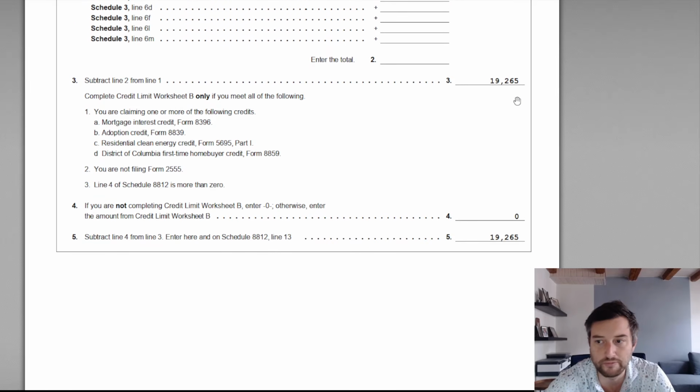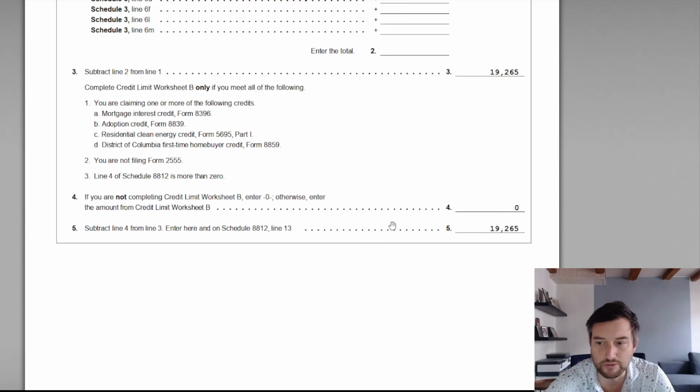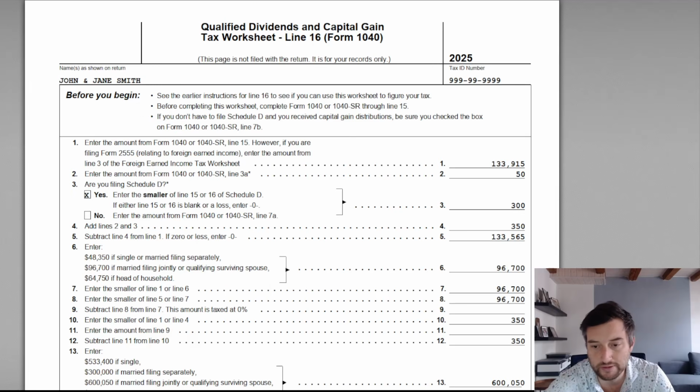So we're simply left with the 19,265. We don't have to make any adjustments, so we don't have to do credit worksheet B. That's going to be a 0 for us because we don't have any of these items up here for residential energy credits, mortgage interest credits, and so on. So we're just working with the 19,265 from the credit limit worksheet. We take that figure, and it's unadjusted.